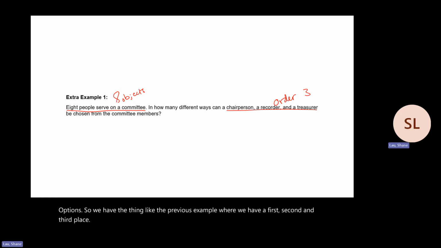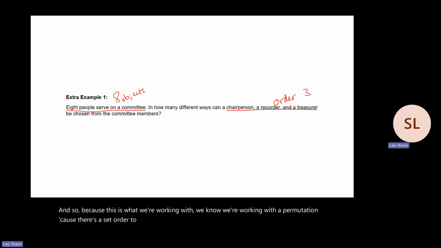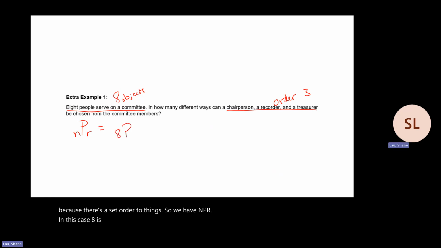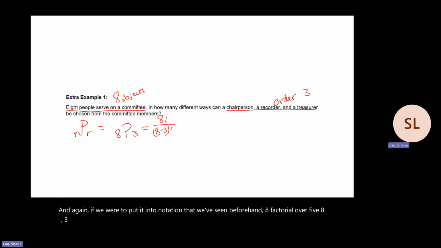And so, because of what we're working with, we know we're working with a permutation because there's a set order to things. So we have nPr. In this case, 8 is my n, P is just P, R is 3. And again, if we were to put it into the notation that we've seen beforehand, 8 factorial over 8 minus 3 factorial, jumping ahead of myself, 8 factorial over 5 factorial.